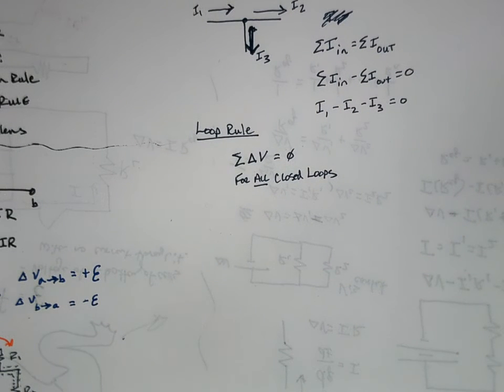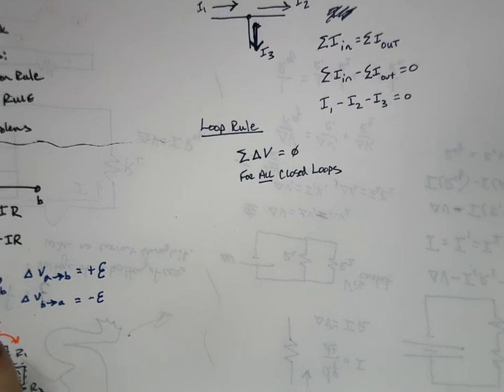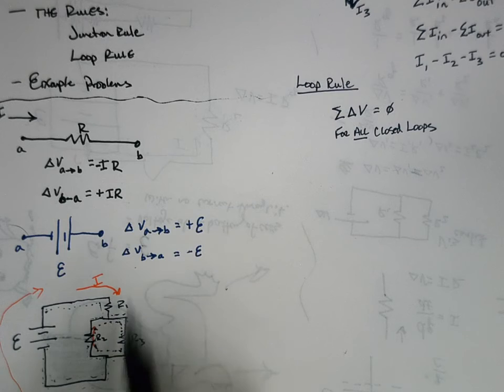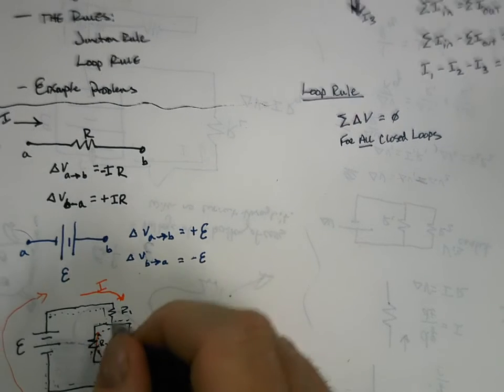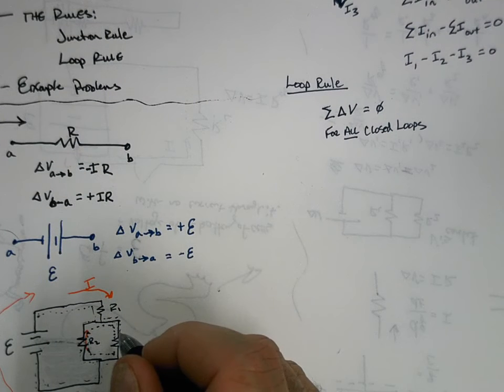Question. So how's that little loop closed? This one down here. Yeah. How is it closed? Can it exist? There's no switch on it.